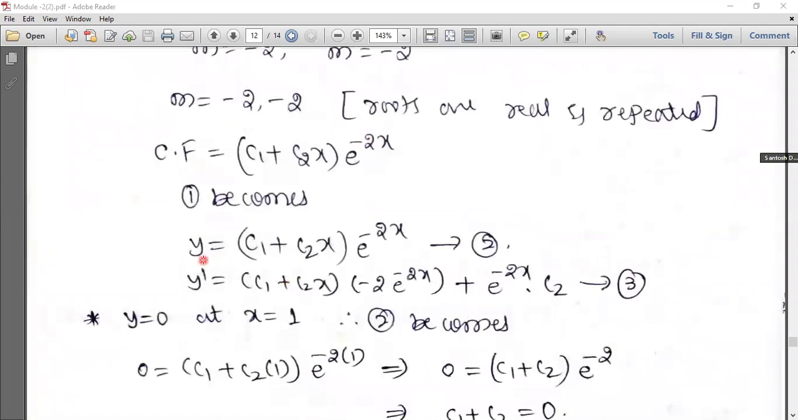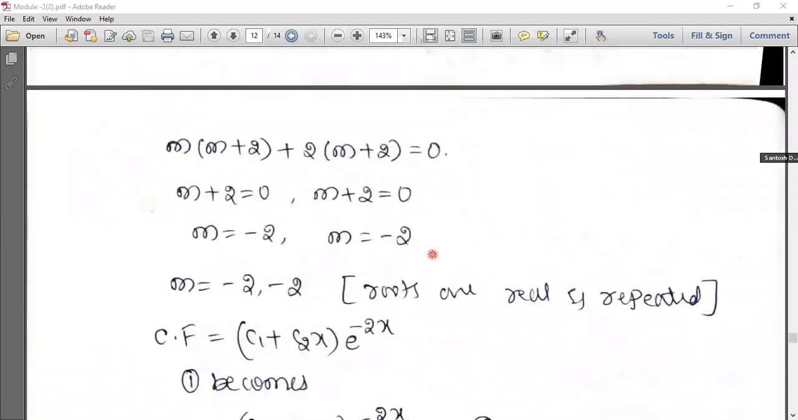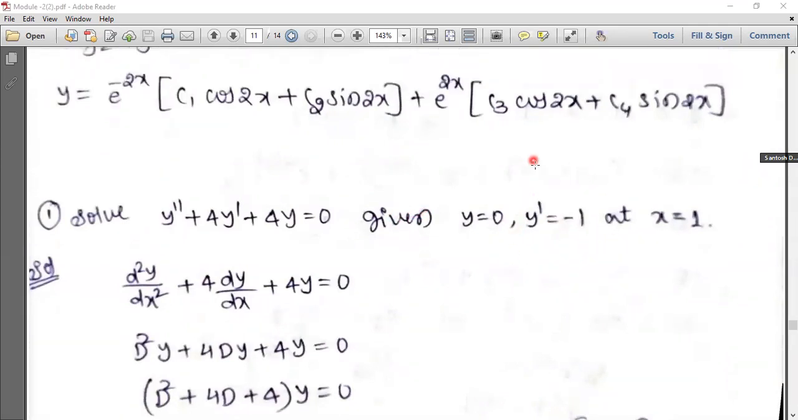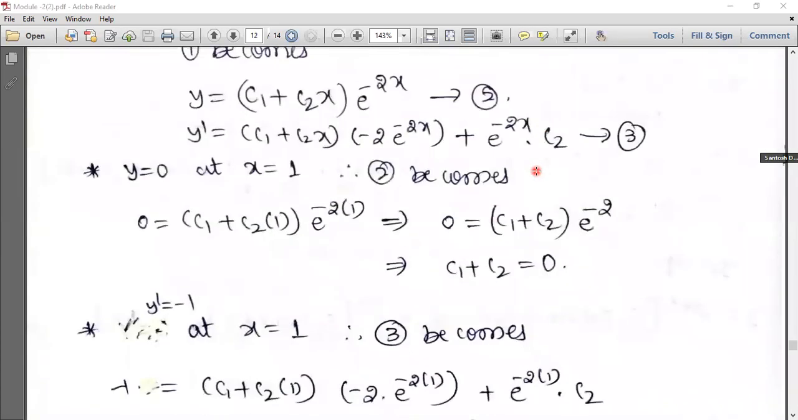Okay, so that is y equal to (C1 plus C2 x) e raised to -2x. Why am I writing y dash? Because in the given equation, y dash is given. Here, only this much is not given. With respect to this, conditions are being given. So because of that, solve for y first.